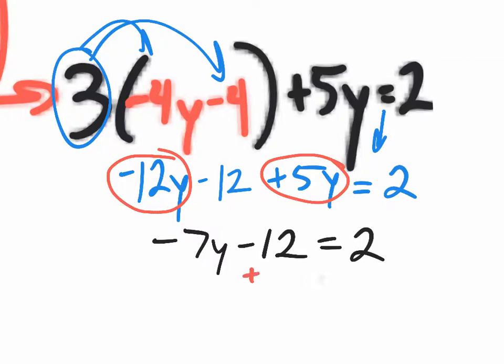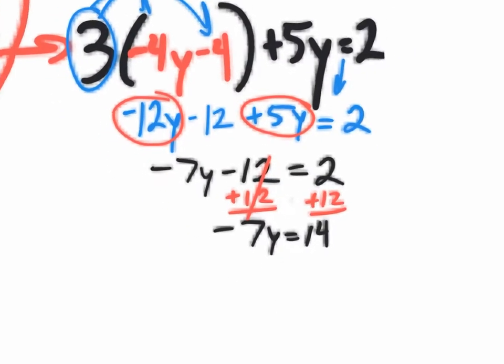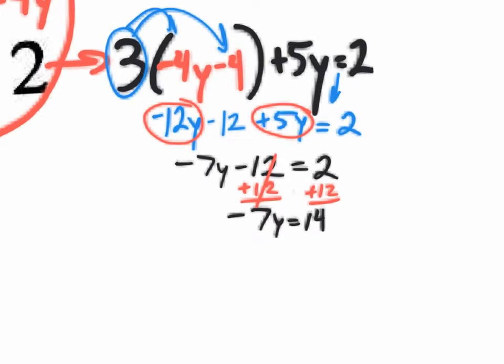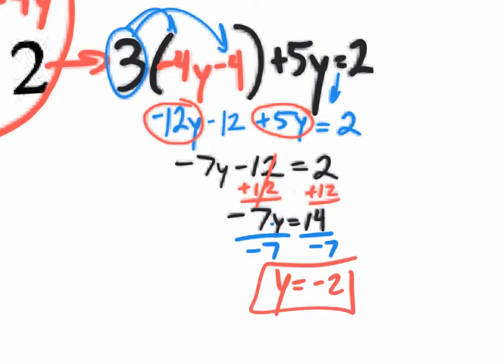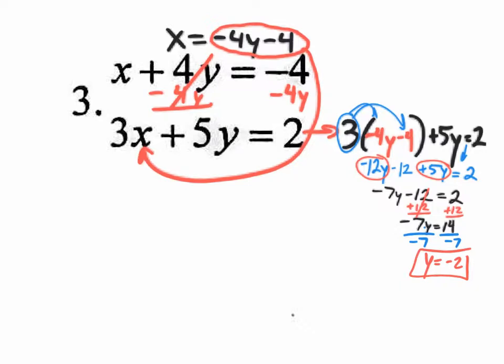Let's get rid of that minus 12 by adding 12. Adding 12, we're going to have a negative 7y equals 14. And then I divide by negative 7 on both sides, because it's really a multiplication of negative 7 right there. So divide by negative 7 on both sides. You will get y equals negative 2. Ladies and gentlemen, that's one of the 2 answers that we need, because a system has a coordinate as a solution. So our coordinate, our answer number 3, has a y value of negative 2.